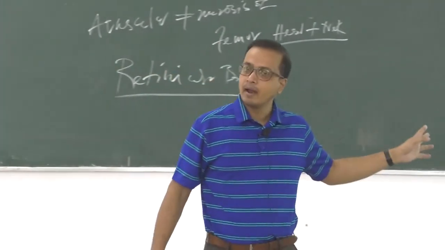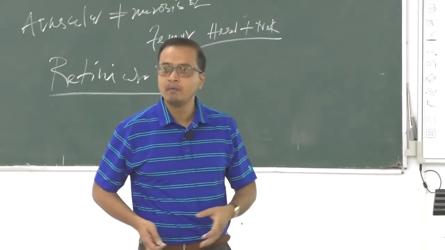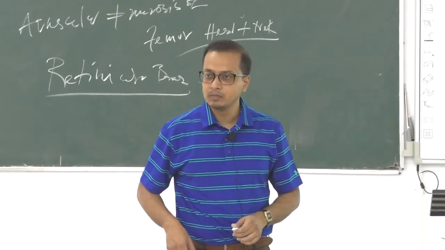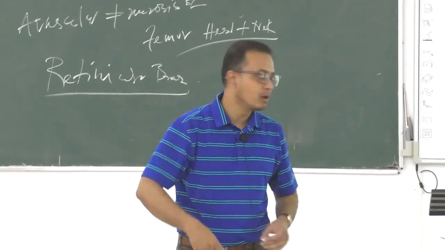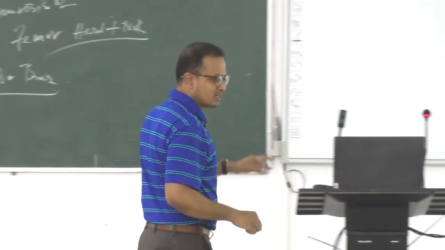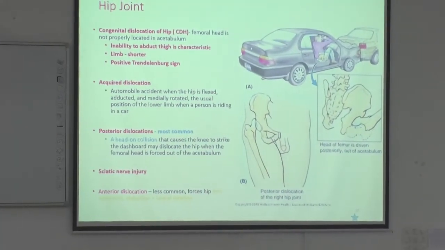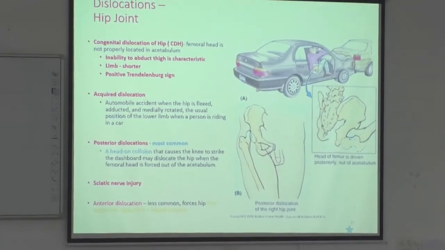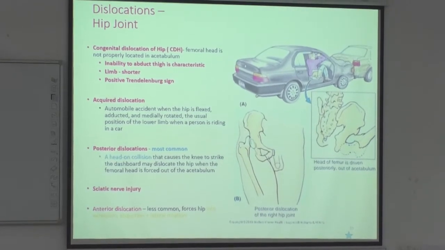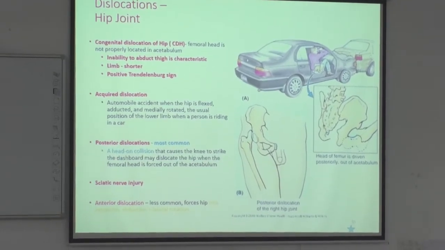Other than this, there is the angle to look at, the CQ angle, on the lateral side. This is the less common variety, involving the capsule and the lateral ligaments. This kind of dislocation is called acquired dislocation.